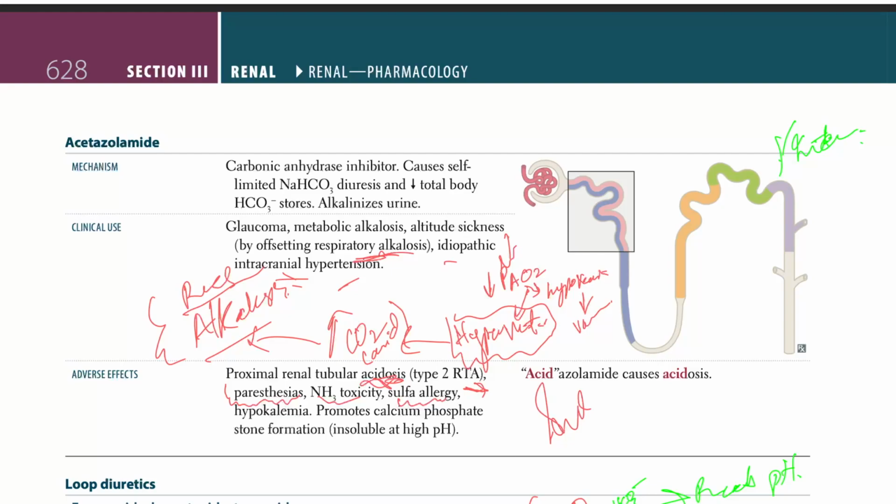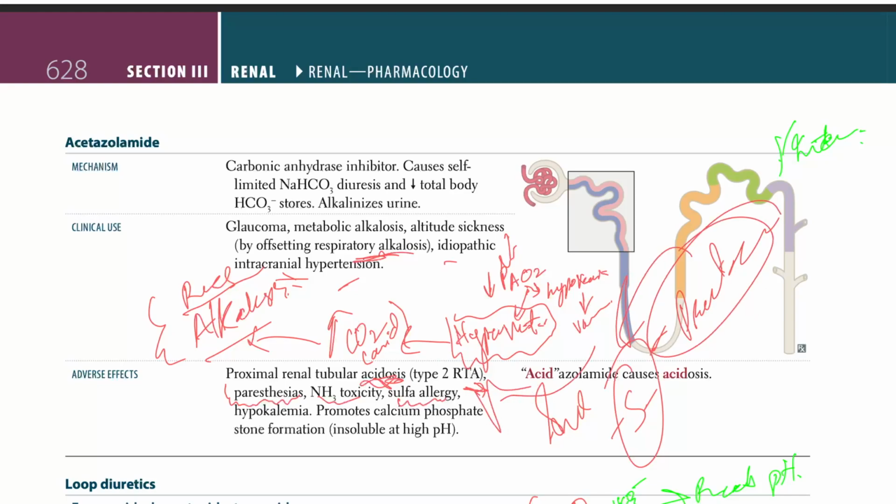And what is the sulfa allergy? Well, the sulfa allergy is when you have the sulfur group within a drug. Why do we add sulfur? Because it's lipophilic, which will cause the drug to go everywhere. Sometimes, because it's so lipophilic, proteins attach to it. When the proteins attach, you can cause allergy, and a hypersensitivity reaction can develop against them, leading to sulfa allergy. Can cause hypokalemia. Okay, promote calcium phosphate stone formation.